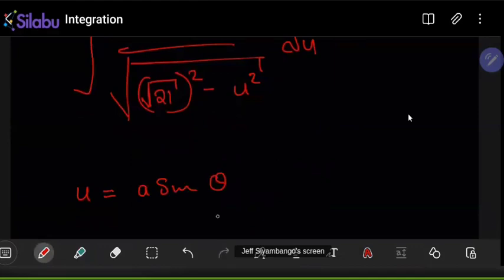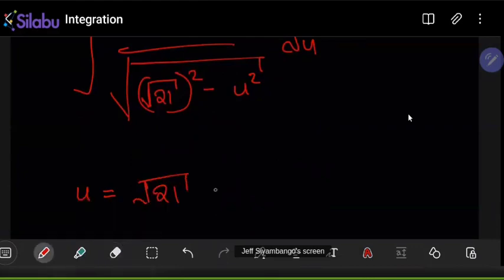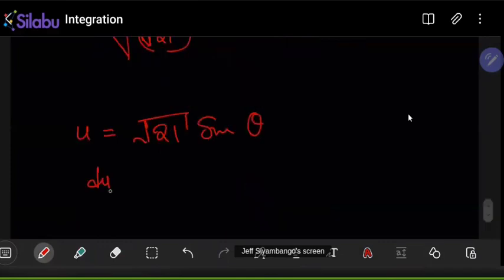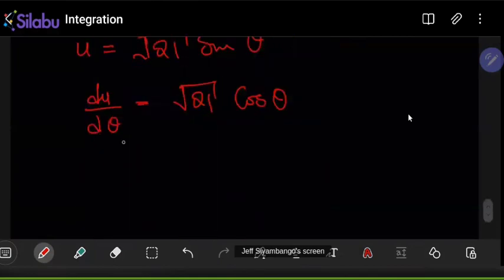So if you're going from scratch to get the answer, you know it's always a sine theta. But our a here is root 21. So this would have to be root 21, and then this would be sine theta. So that if you get the derivative here, du/d theta, this would just be equal to root 21 cos theta. And what I want here is du. So I'll make du the subject from this. This would be du equals root 21 cos theta d theta.